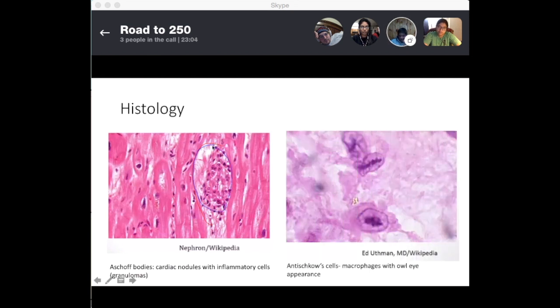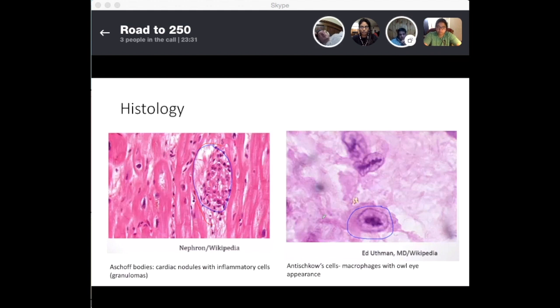And then these Anitschkow cells, it's basically macrophages with an owl's eye appearance. So again, it's going to be right there. Yeah, so these are what you would see in histologic findings in basically a myocarditis phase. So this is what would affect the myocardium.